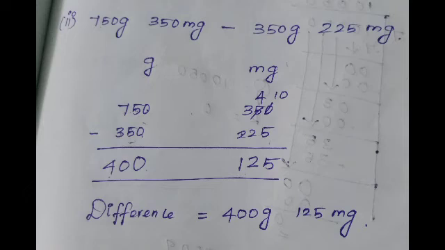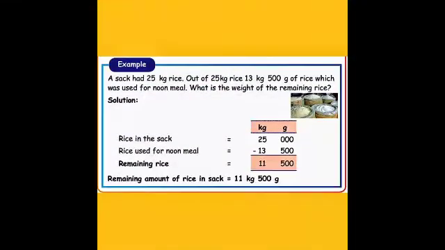Let's see an example of a subtraction word problem. The question is, a sack had 25 kg rice. Out of 25 kg rice, 13 kg 500 grams of rice was used for the noon meal. What is the weight of the remaining rice? Remaining means we want to find the subtraction. That is a clue word. So we are going to do the subtraction. How many kilograms of rice are there? 25. Out of this, how many kg of rice is used? 13 kg and 500 grams of rice is used for the noon meal.